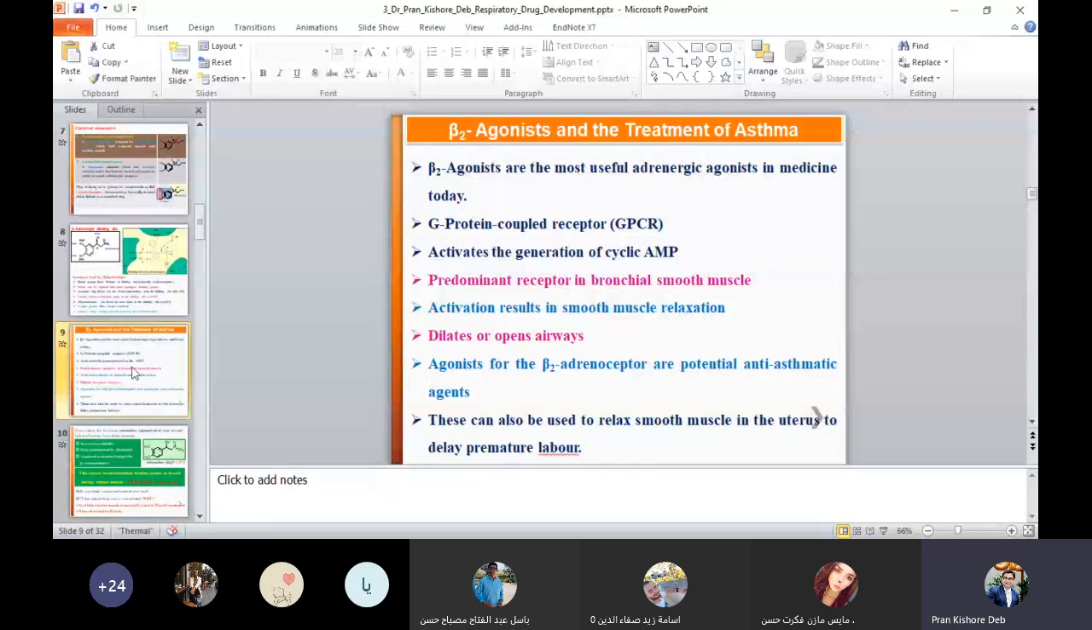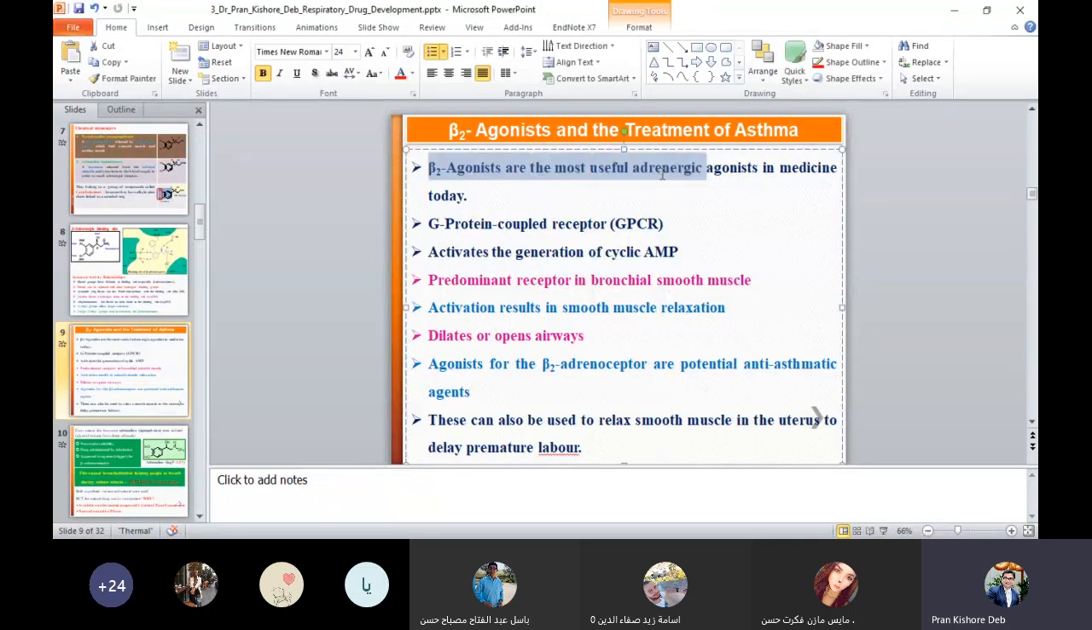Okay, so we move on, and you will enjoy this chapter as I move on. Beta agonists in the treatment of asthma. We have already discussed this, I guess. The beta agonists are the most useful adrenergic agonists in medicine today. They bind to G-protein coupled receptors.